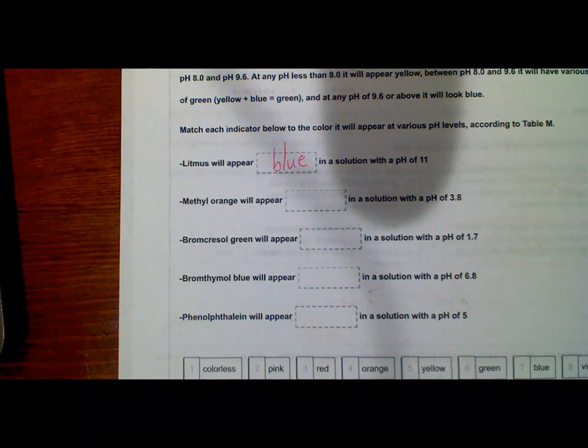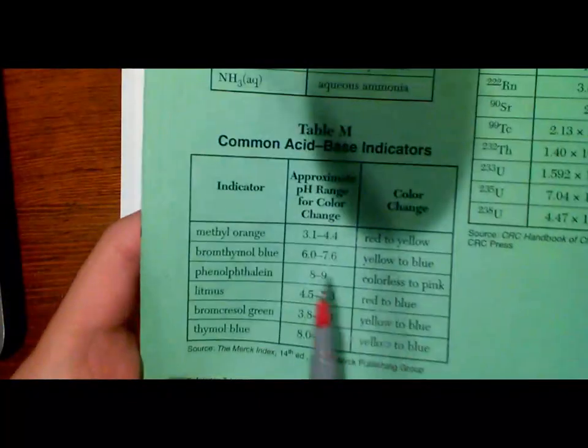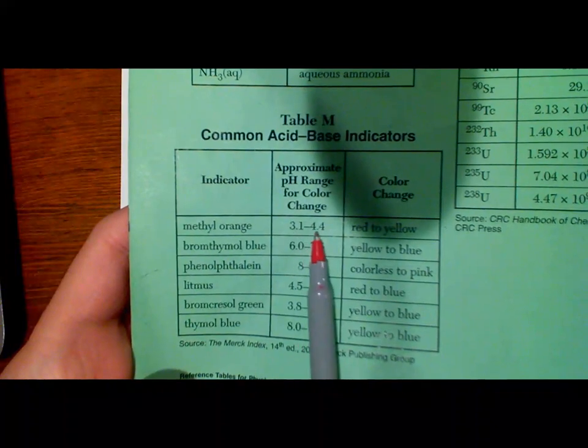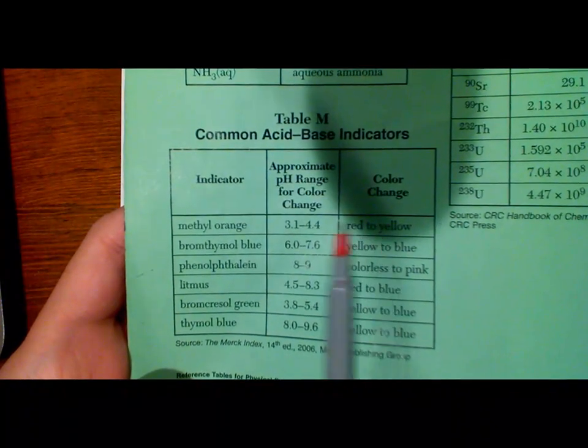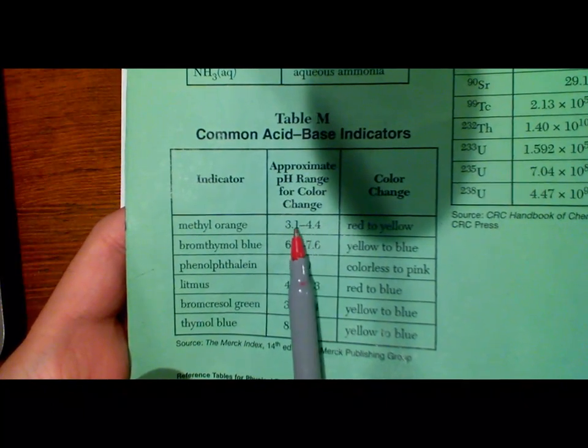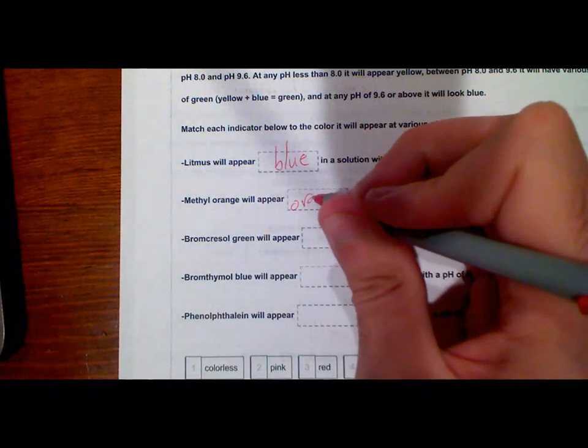Next one, methyl orange will appear what color in a solution with a pH of 3.3? We just looked at methyl orange. In this color range, 3.8 would fall right inside here. So that's going to be going from red to yellow. So it's going to be some kind of orangey color. It's more on the reddish end, so it'll probably be more of a reddish orange, but I'm just going to write orange.